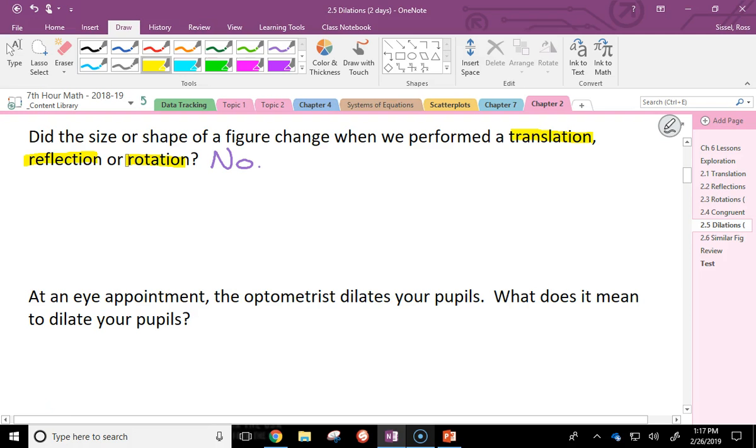What are those 3 things called? What was that vocabulary word that we had yesterday? What's that called when we do translations, reflections, rotations, and they do not change our shape or size? No, they are congruent. You're totally right. They are congruent. But what was that called when we moved? No, they are transformations. There you go. Rigid motions are our translations, reflections, and rotations that do not change our shape at all.